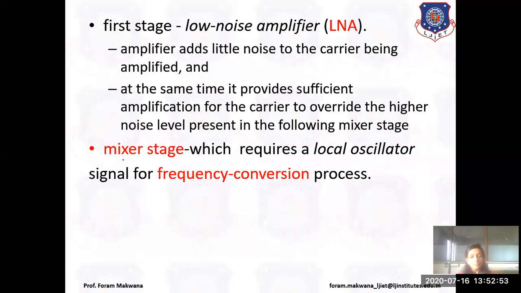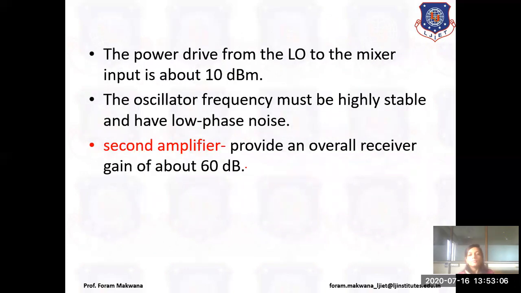And the mixer stage requires an LO, that means a local oscillator. Why? Because we are going to do a frequency conversion, either up conversion or down conversion. The power drive from the LO to the mixer is about 10 dBm, decibel per milliwatt. The oscillator frequency must be highly stable, because the function of the LO is to generate a stable frequency. And the second amplifier provides the overall receiver gain of 60 dB.